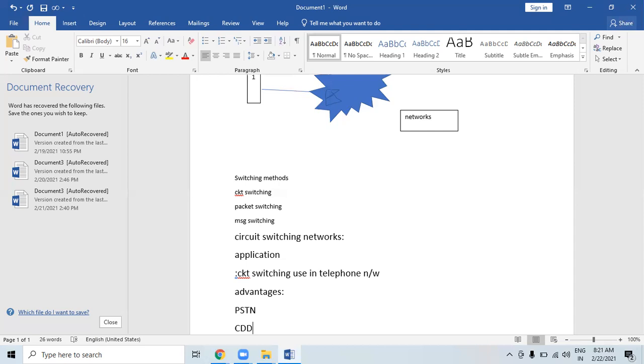Now the disadvantages. The storing and forwarding introduce delay, hence it cannot be used for real-time applications like voice and video. The intermediate device requires large storage capacity, since it has to store the message until a free path is available.